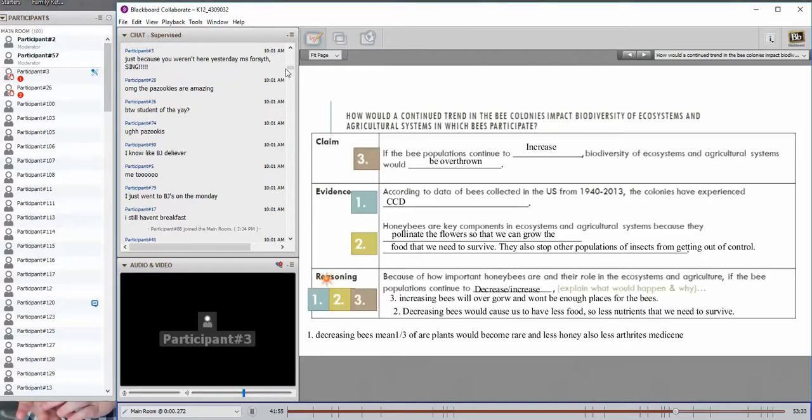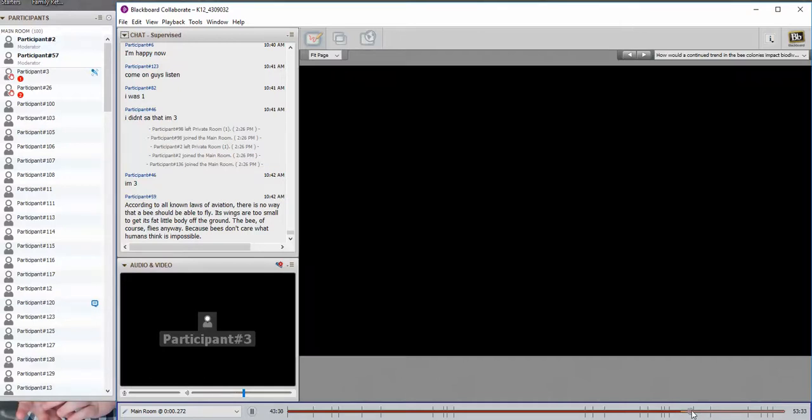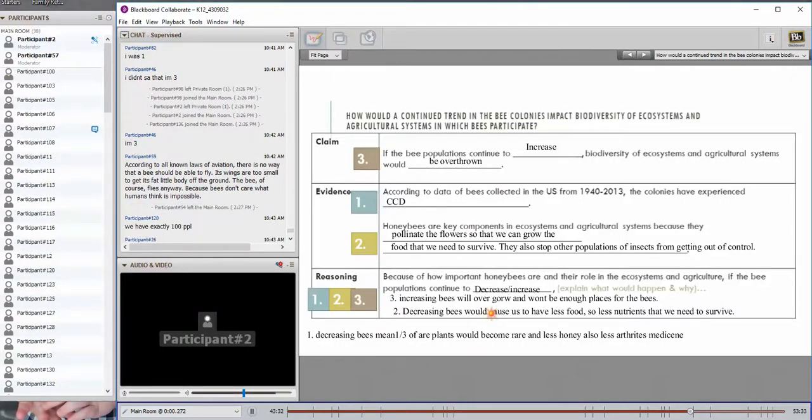I think Elena said because of how important honeybees are and their role in the ecosystems and agriculture, if the bee populations continue to decrease or increase, then Nicholas said decreasing bees would overgrow and won't be enough places for bees, and I said decreasing bees would cause us to have less. This last slide.